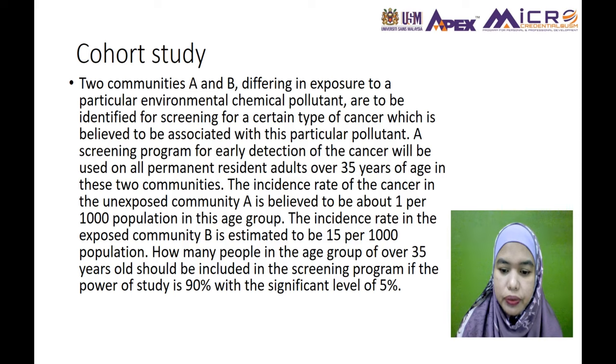And the incidence rate in the exposed community B is estimated to be 50 per 1,000 population. How many people in the age group over 35 years old should be included in the screening program if the power of the study is 90% with a significance level of 5%?